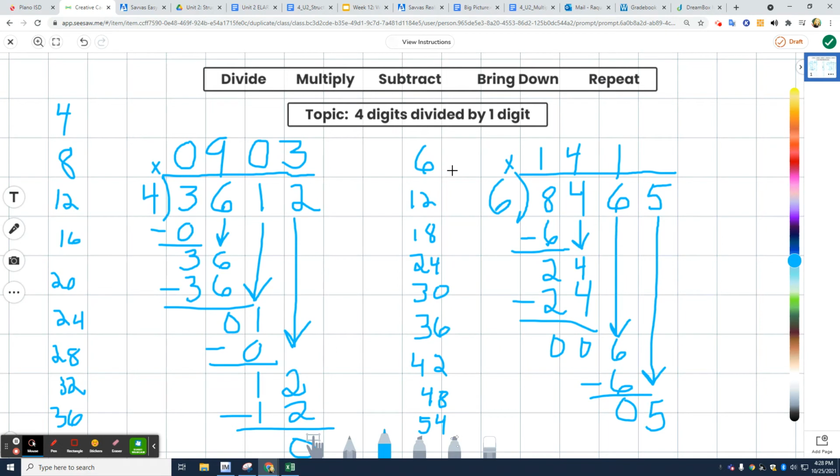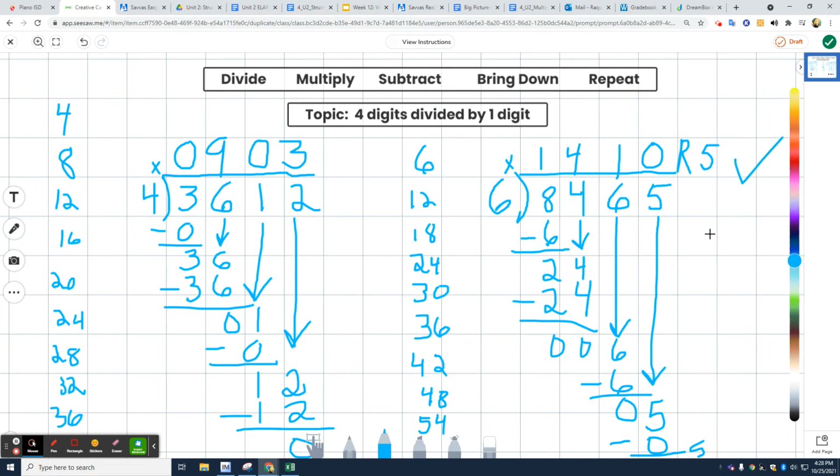How many 6's are in 5? 0. 0 6's. I need one more to make a full 6. So I'm going to minus 0, and I get a remainder of 5. So my remainder is 5. Now I ask myself, is 5 less than 6? Because my remainder has to be smaller than my divisor, and it is. So that's a good sign.